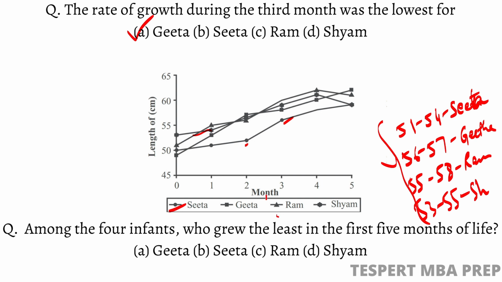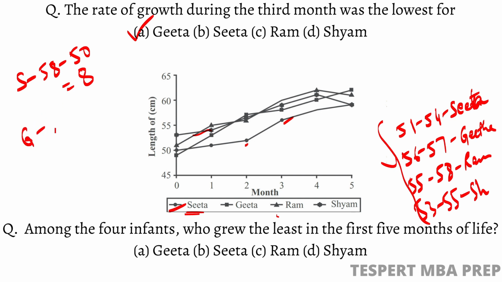So in order to calculate the growth after 5 months, we can simply take the difference of the final height and the initial height. If we look at Seeta, the initial value is 50 and the final value is around 58, so the difference is 8.